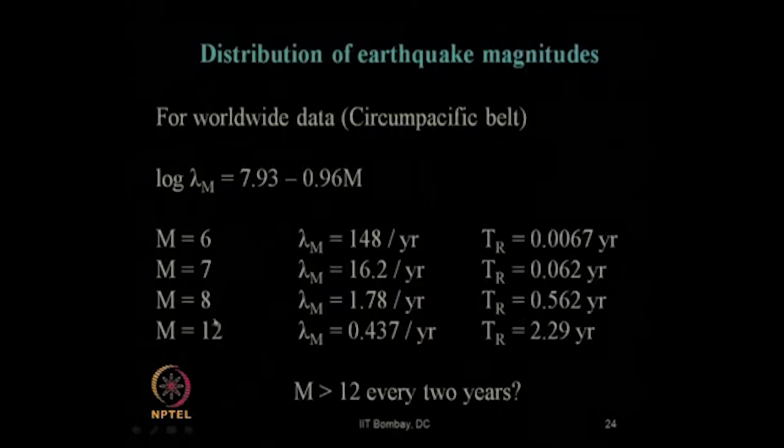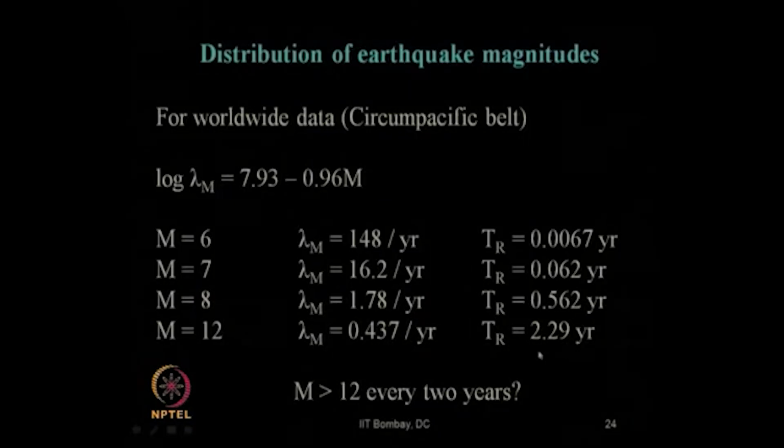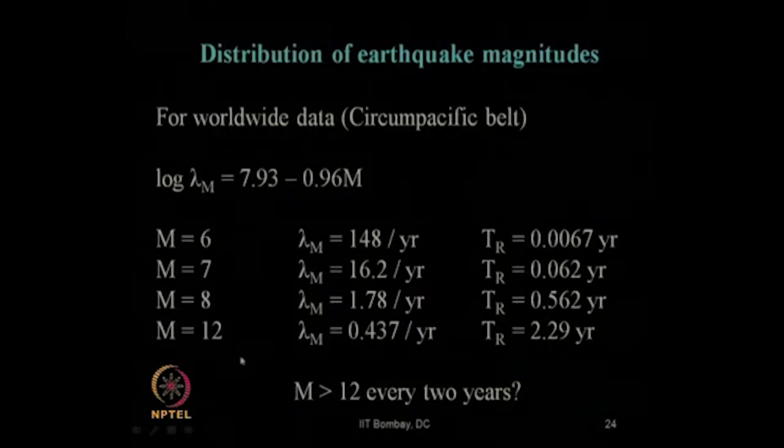If we put m equals to 12, just for the sake of analytical computation, in this equation, what can we see? The lambda m value you will get by putting in this equation, and TR value you are getting 2.29 year. That means, what does it signify? It signifies the magnitude of 12 or more will occur every 2-year interval. But is it true? No, never. It cannot occur like that.